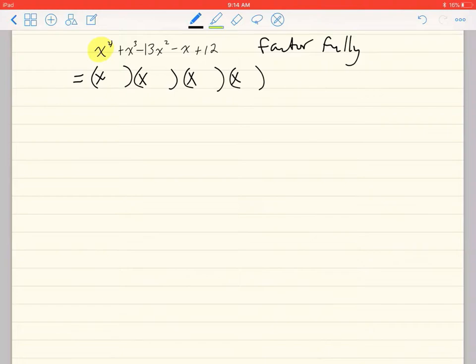And the reason we know that is because there's a 1 up front here, so in order to multiply and get 1x to the 4, these coefficients inside all have to be the number 1. So then we're also going to look at this last number because the product of these numbers here in green have to give positive 12.